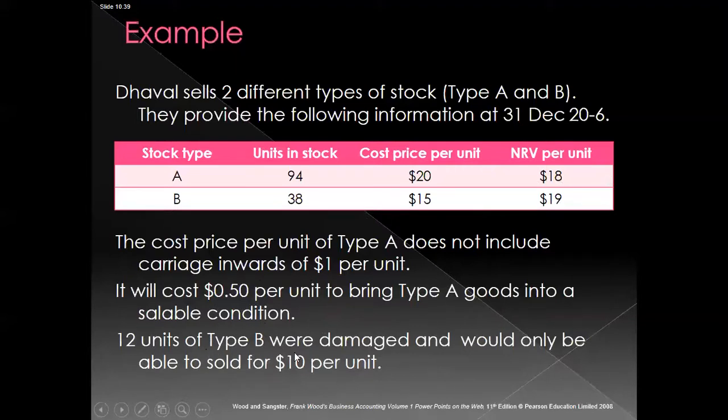12 units of type B were damaged and would only be able to be sold for $10 per unit. $10 is definitely lesser than $15. So because of this, we can't use $15 as the value for stock B for these 12 units. We must apply a new lower value, which is the value after damage.